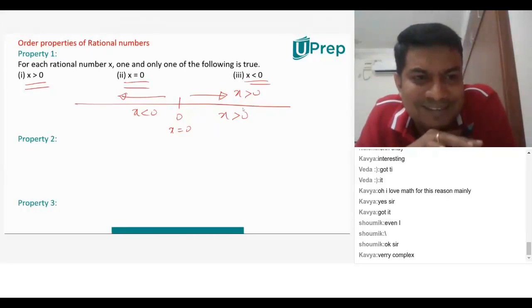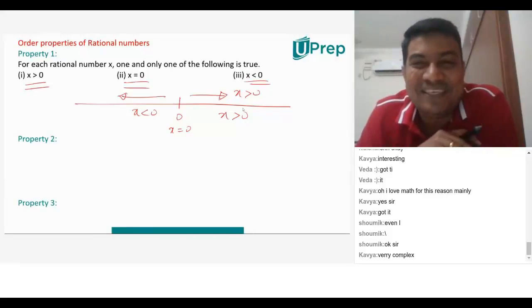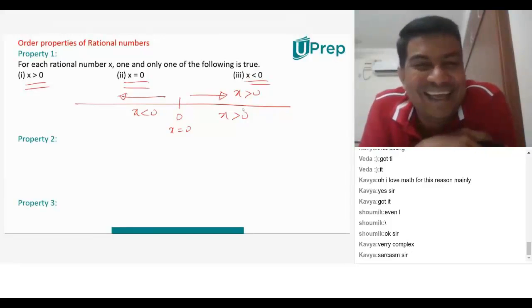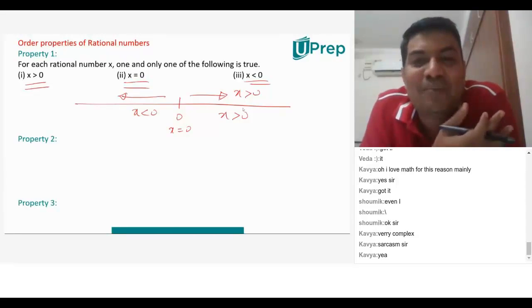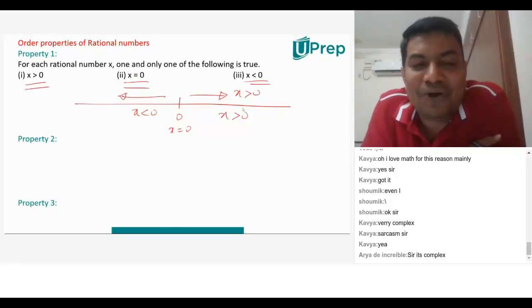Very complex. Why, Kavya? Why complex? Was it sarcastic? Yeah. Good. So every rational number you all know. Yeah, good, Kavya.